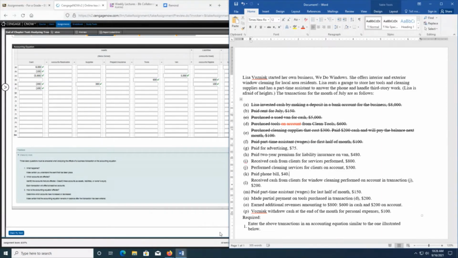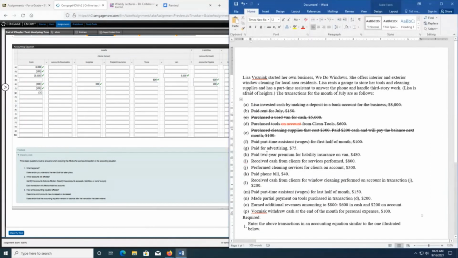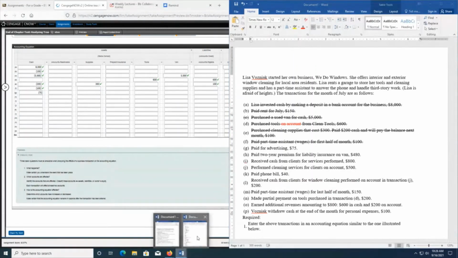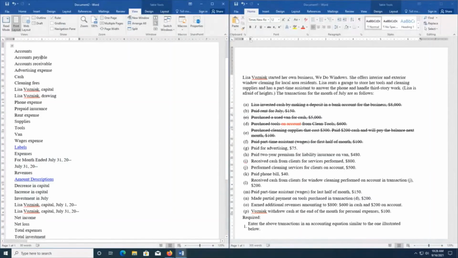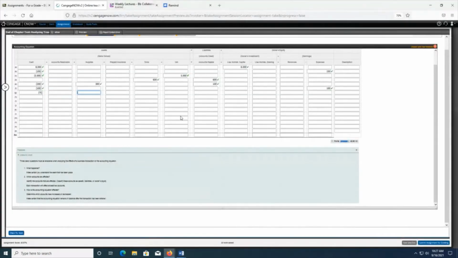So paid for advertising, $75. So I'm going to put negative $75 in cash, because I know that we paid it, it's going to be negative. All right, paid for advertising, $75. So let's look at my chart of accounts. Advertising is that one. Advertising expense. So it's going to be an expense. So that right there tells us where we're going with this next problem. Okay, so we're going to come over here to expenses and do 75.